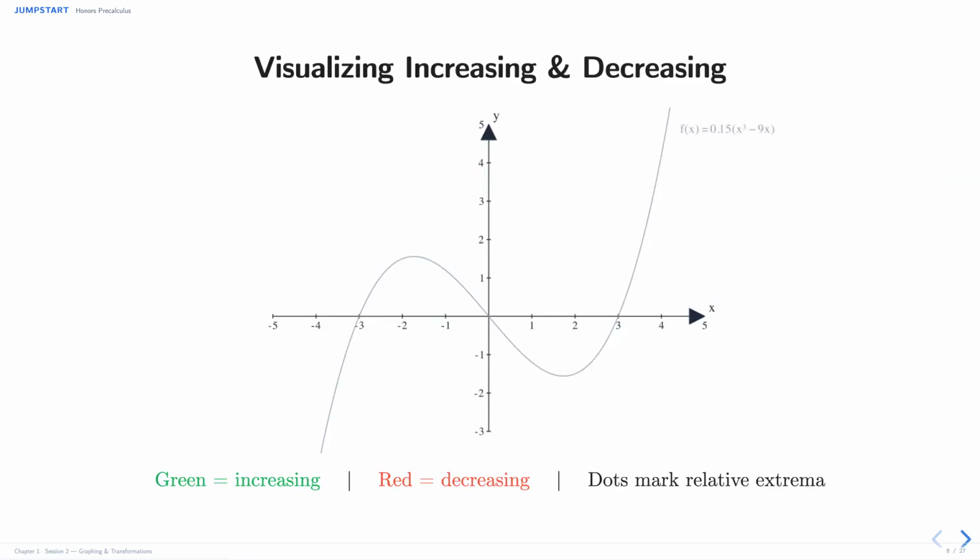As you watch this animation, you'll see a dot tracing the curve of a function. When the dot climbs, the function is increasing, and this is represented in green. When the dot falls, the function is decreasing, represented in red. The turning points, where the direction changes, are marked as the relative maximum and minimum.